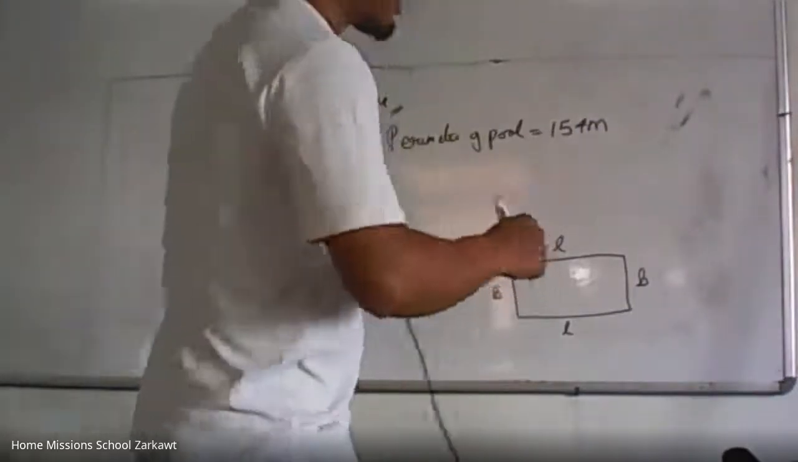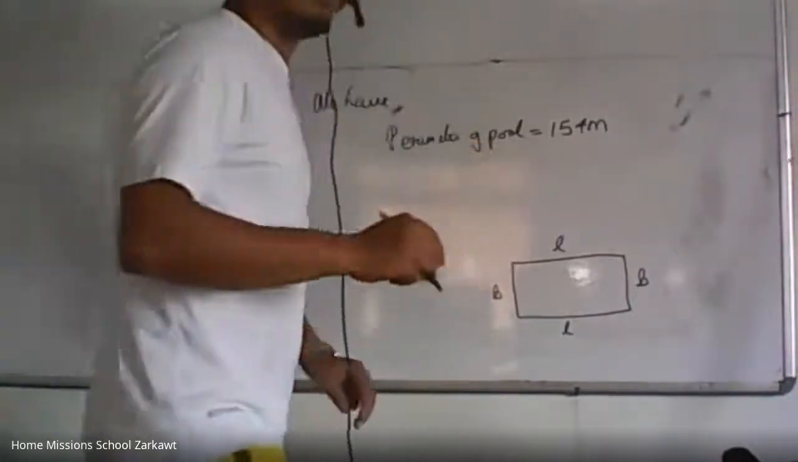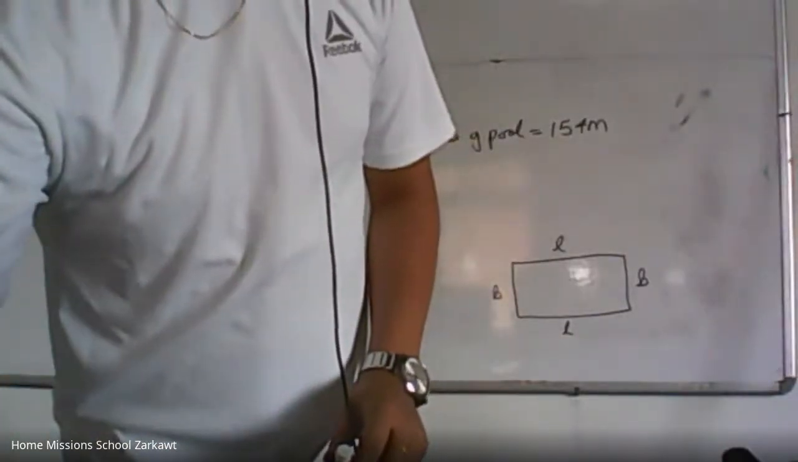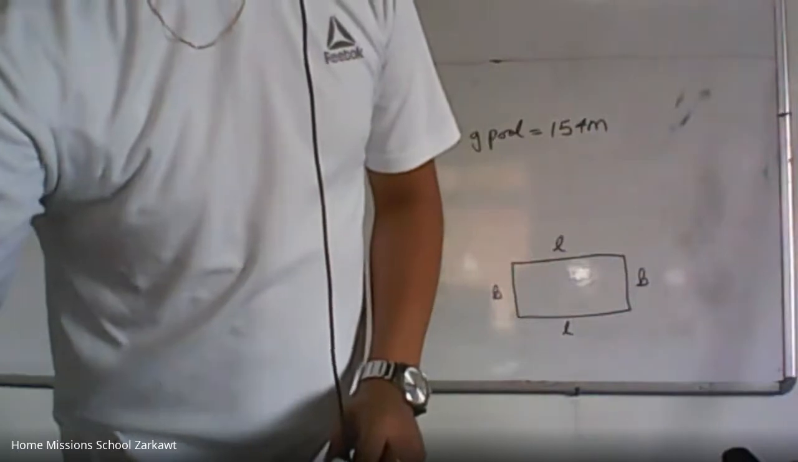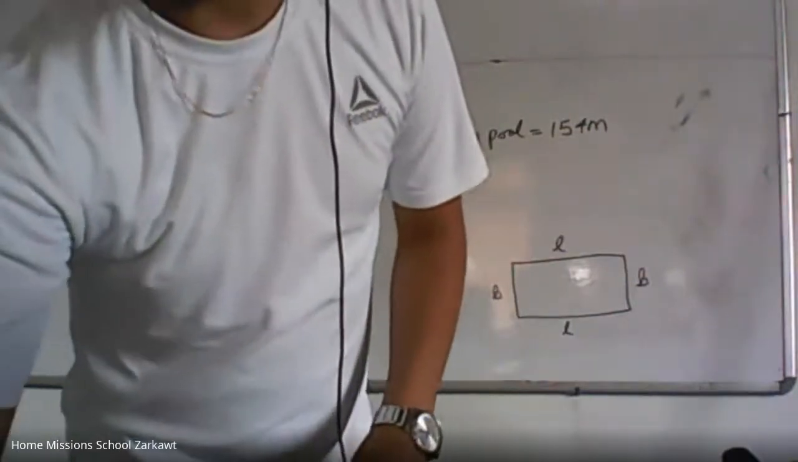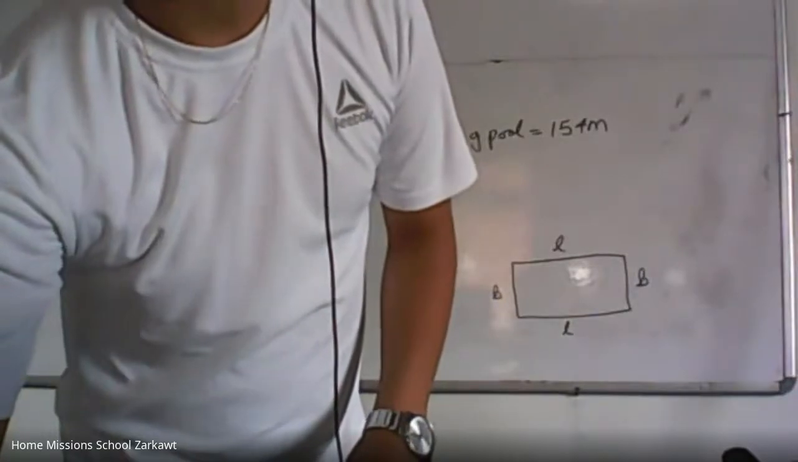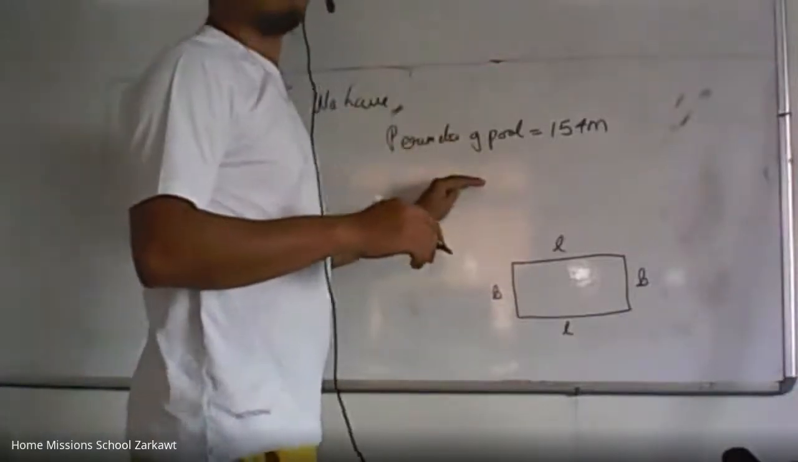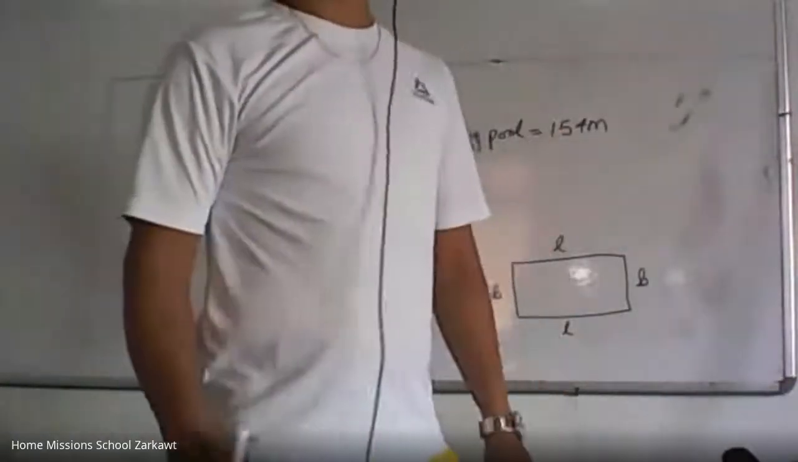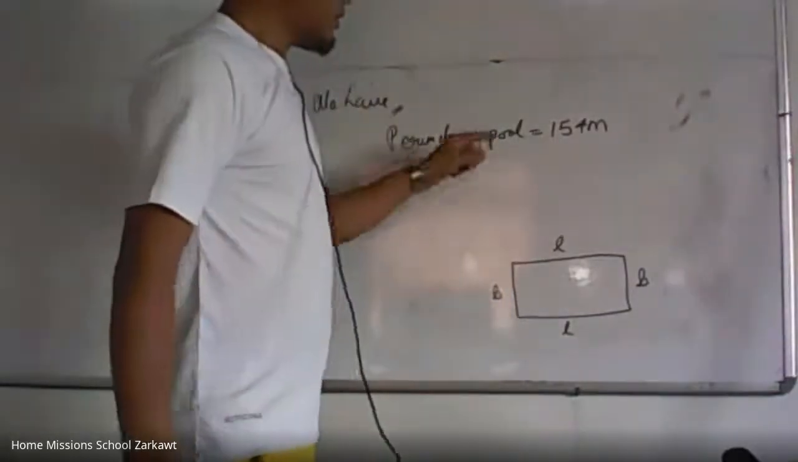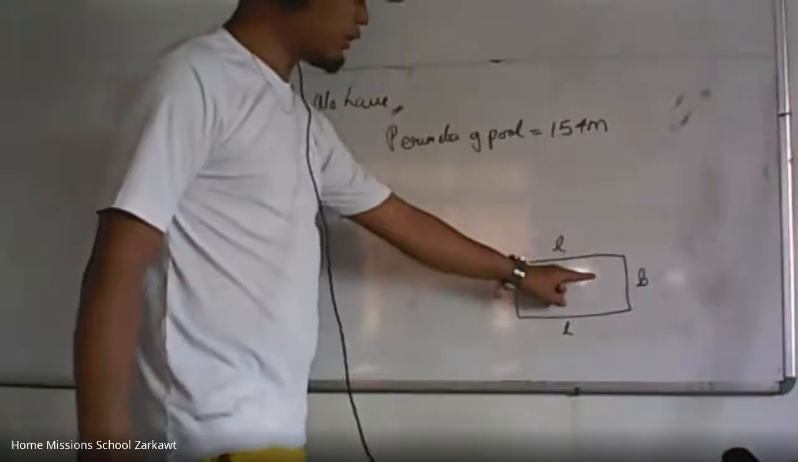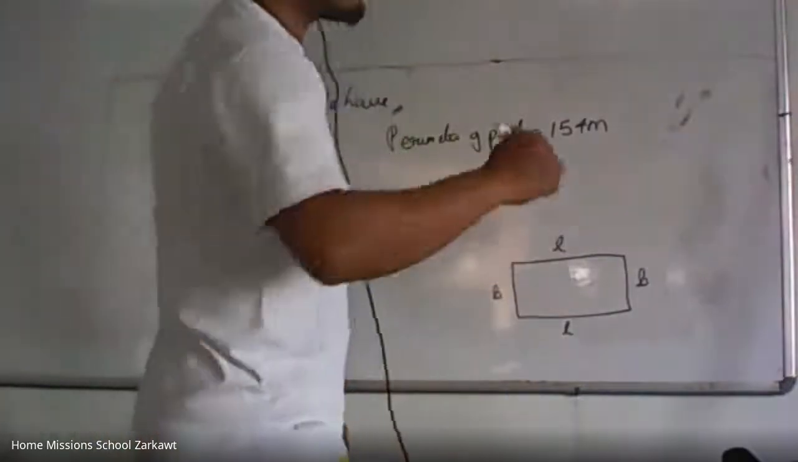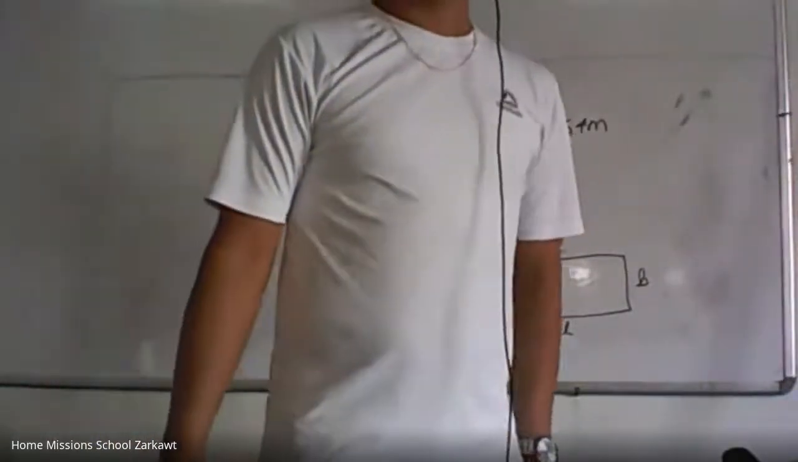The perimeter of the pool is given by a formula. Since the pool is rectangular, we use the rectangular perimeter formula.